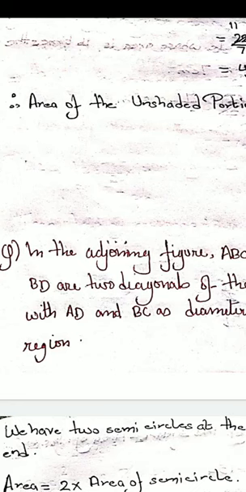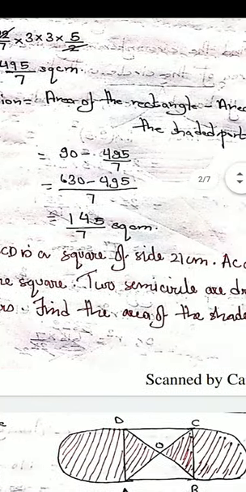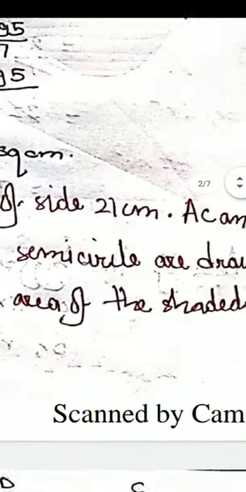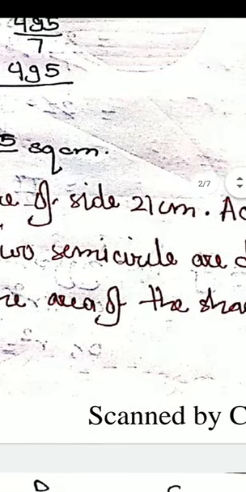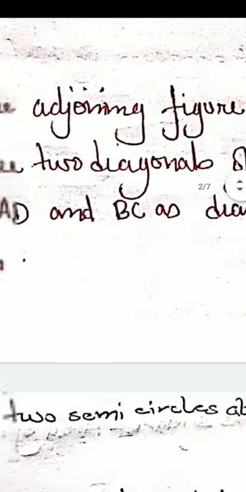So this question I was explaining in class as well. In the adjoining figure, ABCD is a square of side 21 centimeter. AC and BD are two diagonals of this square. Two semicircles are drawn with AD and BC as diameters. Find the area of the shaded region.